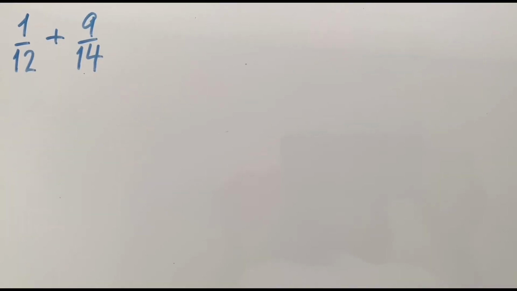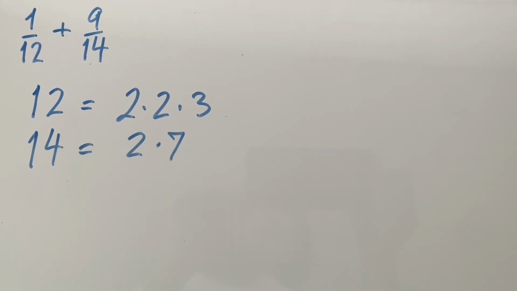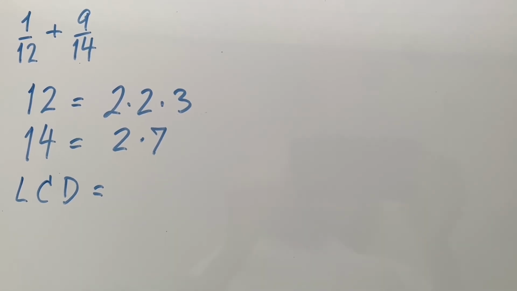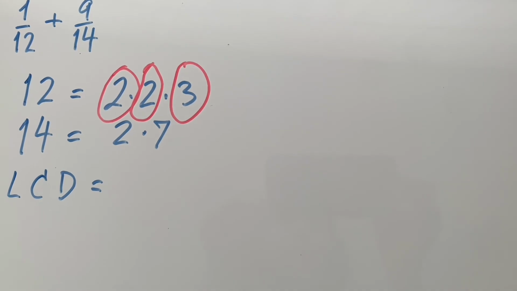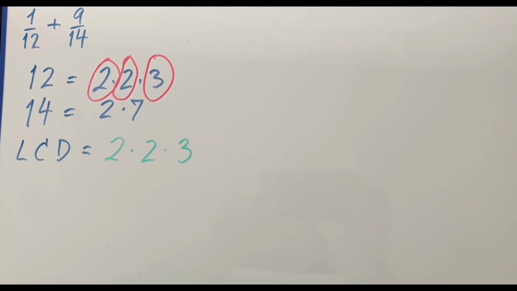If the denominators are very large, we can use the prime factors of the denominators to find the LCD more efficiently. The LCD will consist of every prime factor in each denominator. To find the LCD for 1/12 and 9/14, factor 12 and 14 into their prime factorizations. There are 2 2's and 1 3 in the prime factorization of 12. So the LCD will have 2 2's and 1 3.